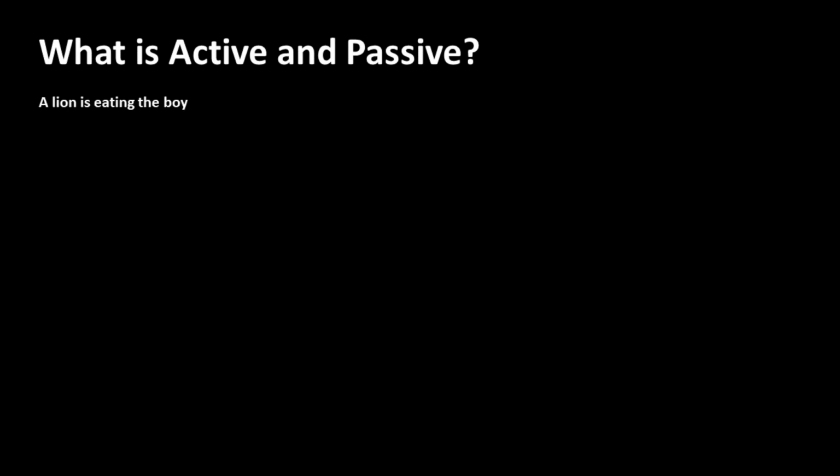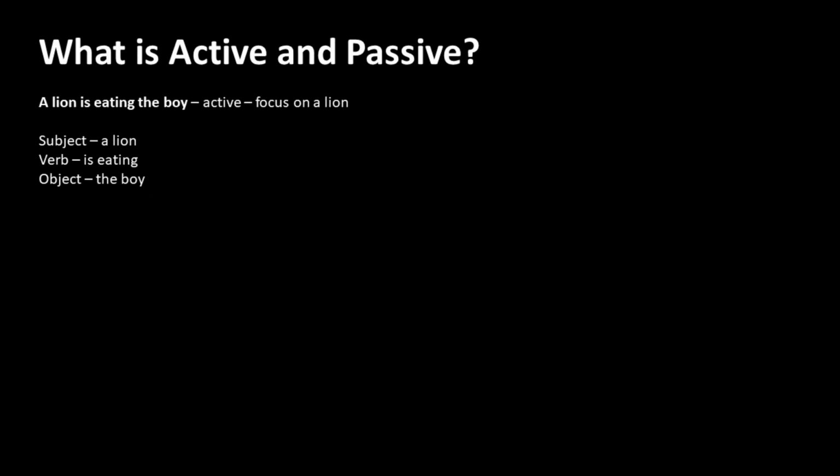A lion is eating the boy. This is a statement in the active voice. The focus here is on the lion. The lion is doing something. We can list the various parts of this statement in this way. The subject, the lion. The verb is eating, and the object, the boy.